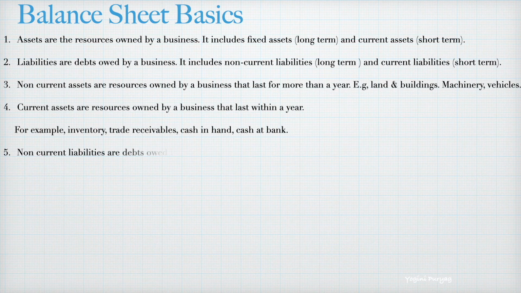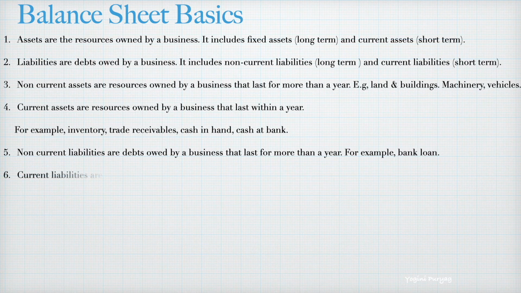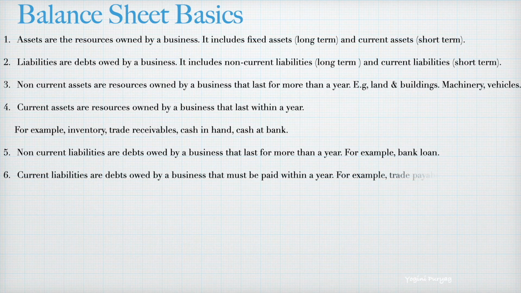Non-current liabilities are debts owed by a business that last for more than a year. For example, bank loan. Current liabilities are debts owed by a business that must be paid within a year. For example, trade payables, bank overdraft.